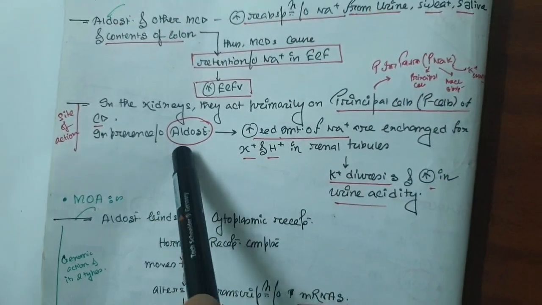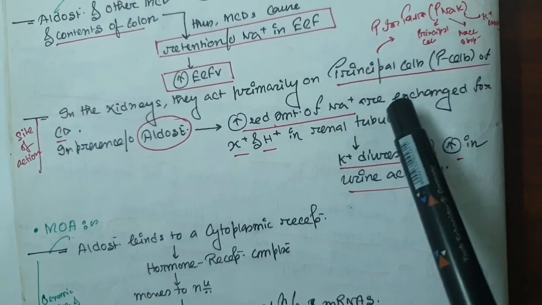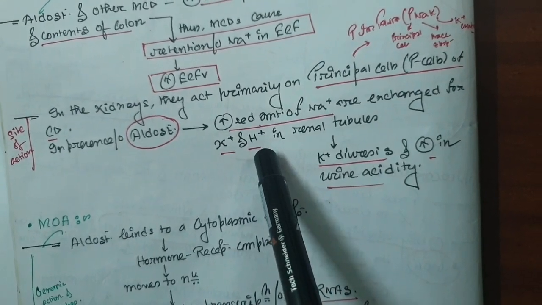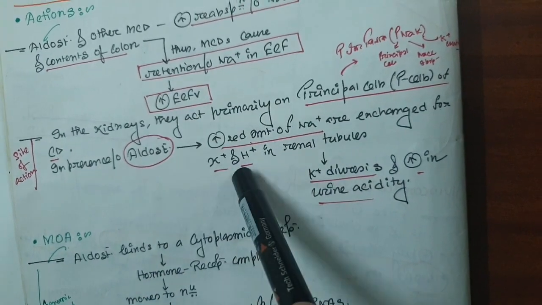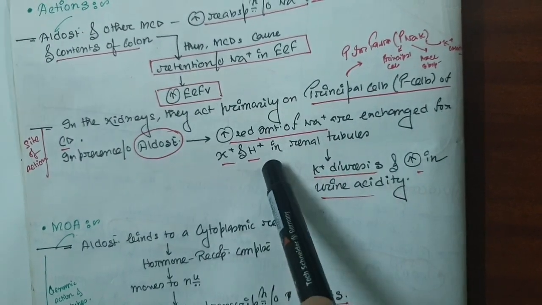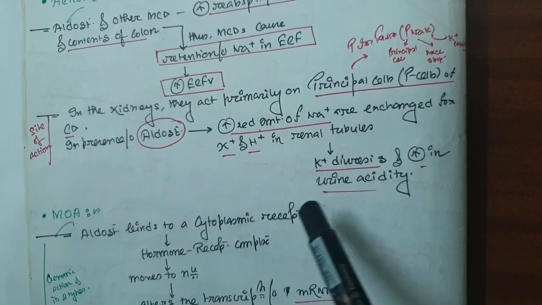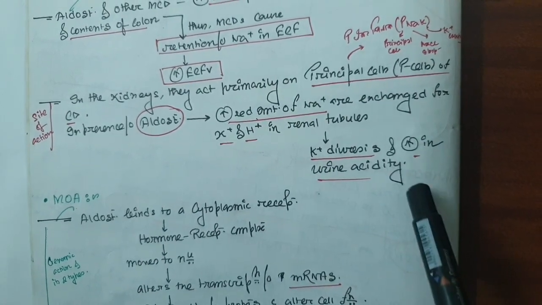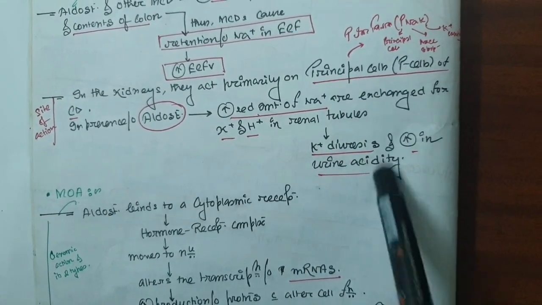Okay. So in the presence of aldosterone and other mineralocorticoids, an increased amount of sodium is exchanged for potassium and protons, or H+ ions. That means to conserve the sodium ions in the extracellular fluid, the kidney compromises potassium and protons in the renal tubules. Potassium and protons are excreted in the urine and sodium is reabsorbed to be retained in the extracellular fluid. So therefore potassium diuresis occurs, and as the proton ions go out, the urine becomes acidic.